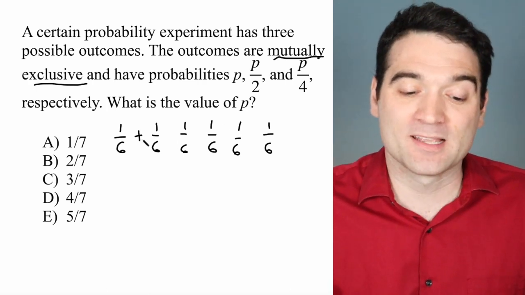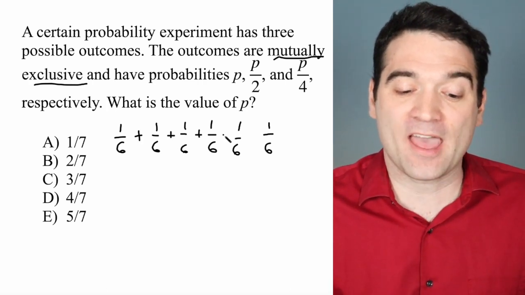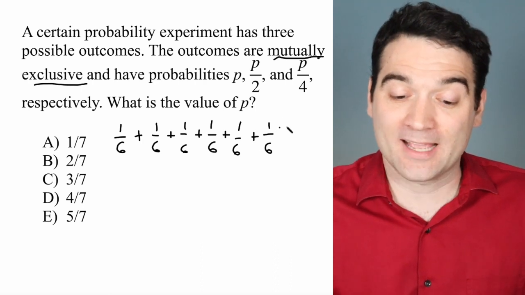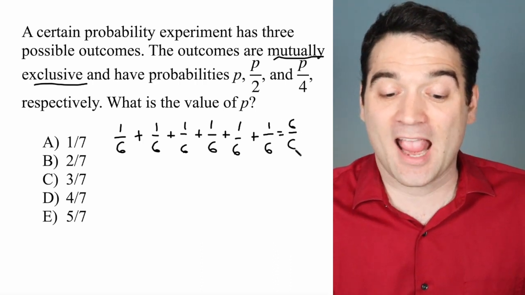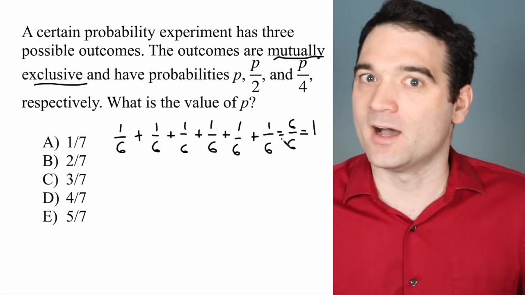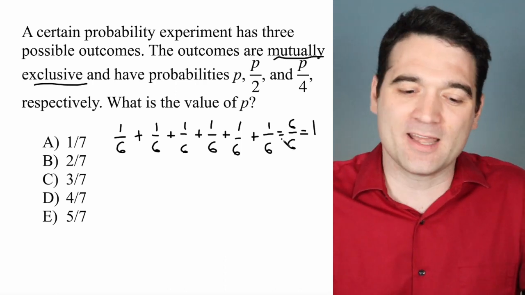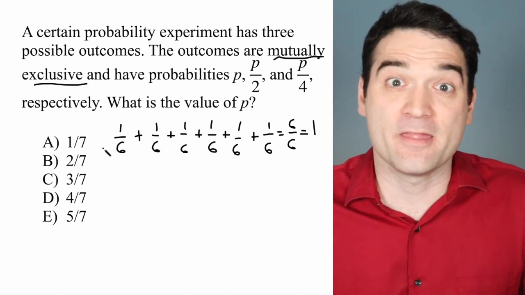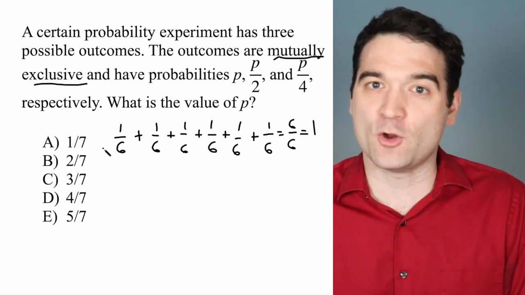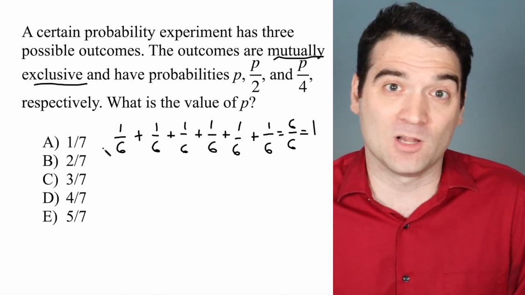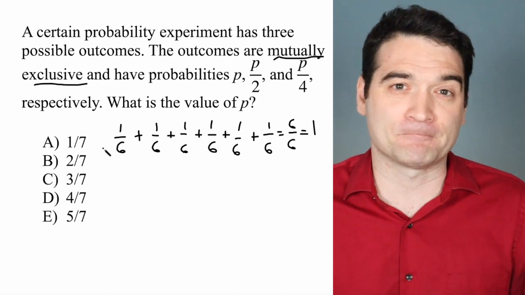What happens if I add them all together? Well, it comes out to 6 out of 6, aka 1, or 100%. And that makes sense, right? These are all the possible outcomes. They're mutually exclusive, so they don't overlap at all. If I add them all up, they're going to add up to 100%.